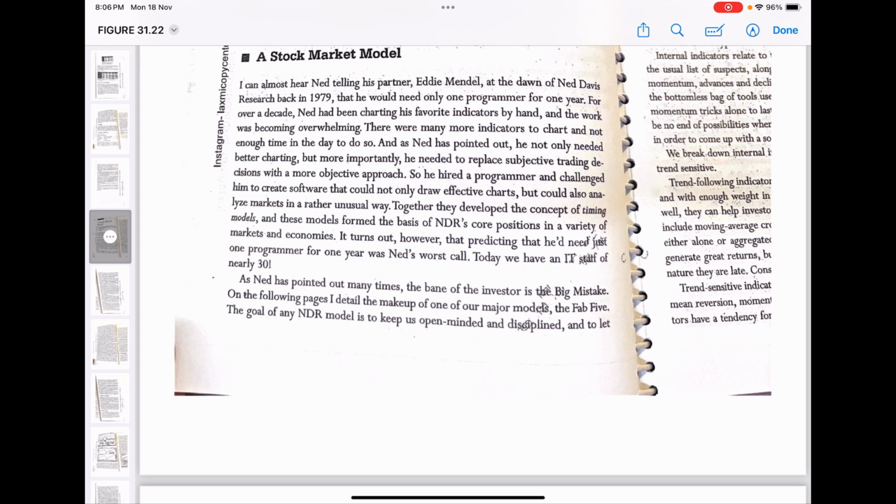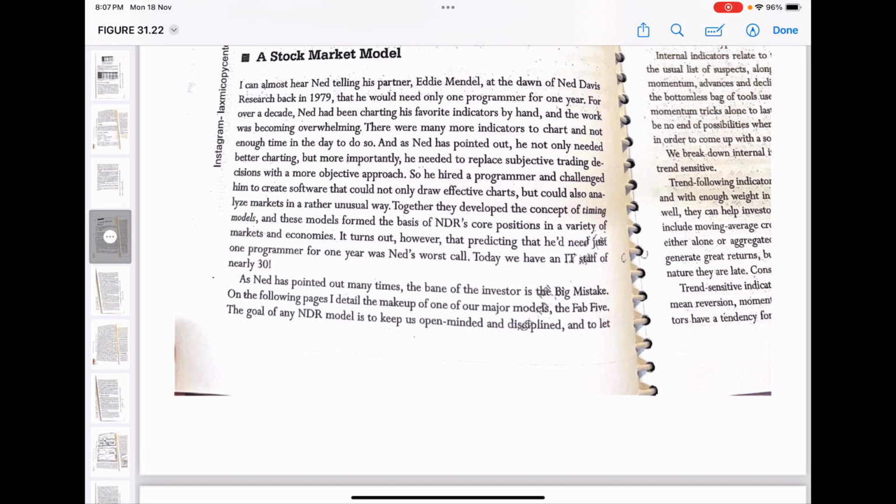I can hear Ned telling his partner Eddie Mendel at the dawn of Ned Davis research back in 1979 that he would need only one programmer for 1 year. For over a decade, Ned had been charting his favorite indicators by hand, and the work was becoming overwhelming. There were many more indicators to chart and not enough time in a day to do so. And as Ned has pointed out, he not only needed better charting, but more importantly, he needed to replace subjective trading decisions with a more objective approach.